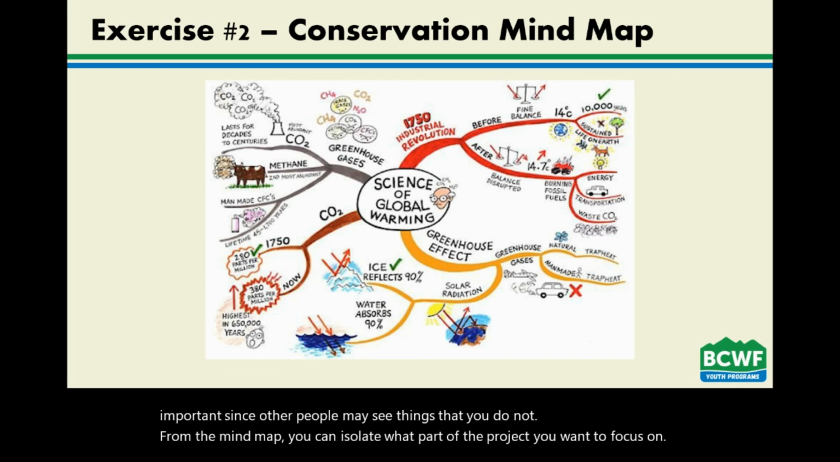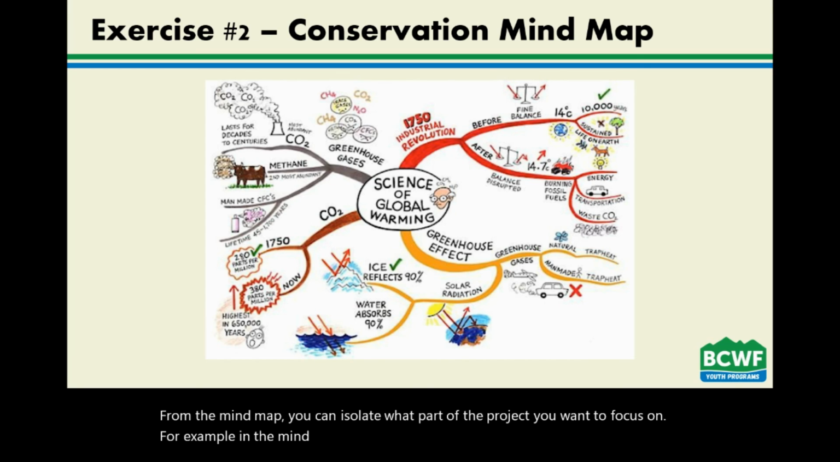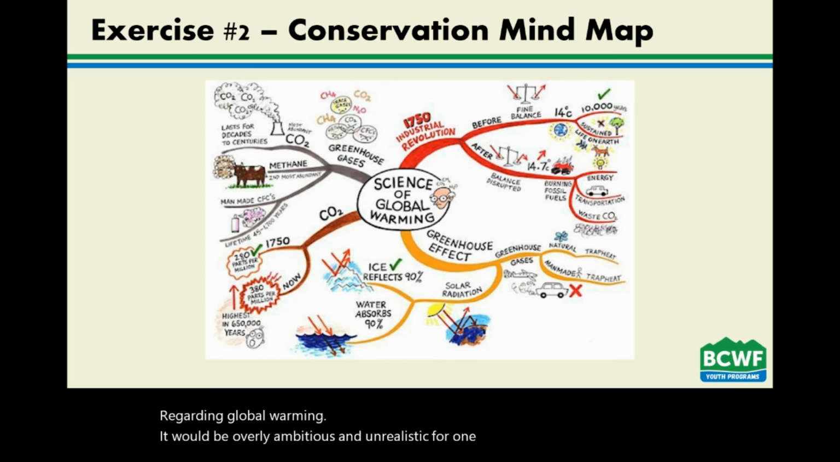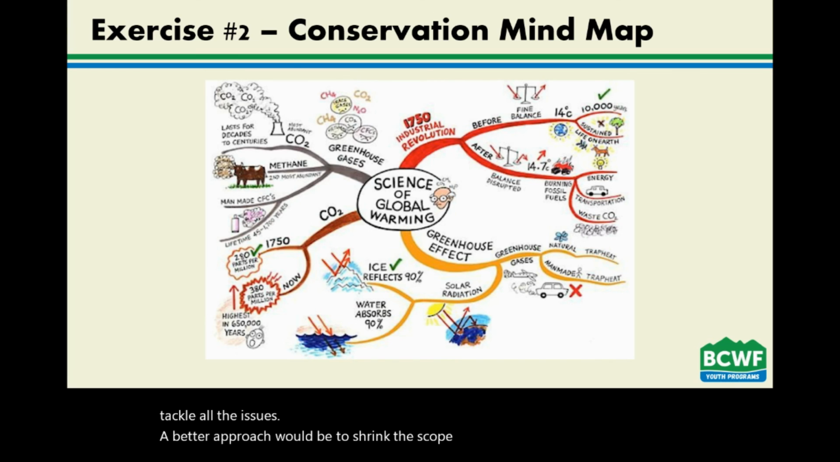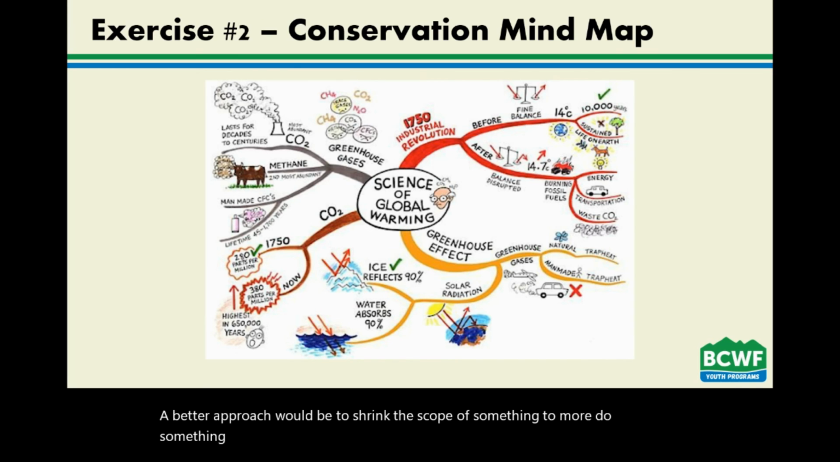For example, in the mind map in front of you regarding global warming, it would be overly ambitious and unrealistic for one person or even a nation to tackle all the issues. A better approach would be to shrink the scope to something more feasible, like 1 or 2 branches.